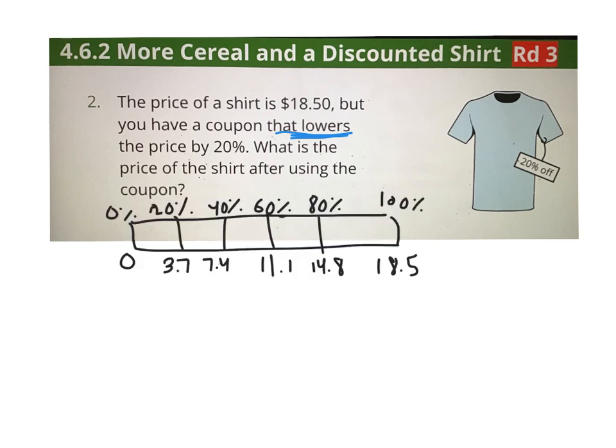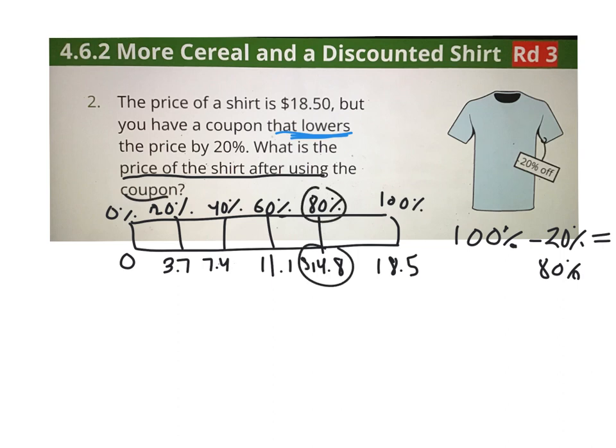All right, now, we're not going to go to 120% because it's lowered by 20%. So what we have is 100% minus 20%, and that's going to leave you with 80%. So using our double number line here, we can see that the price of the shirt after using the coupon is at 80%, which is $14.80.